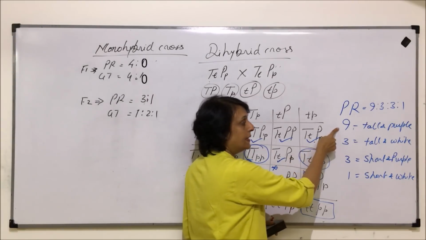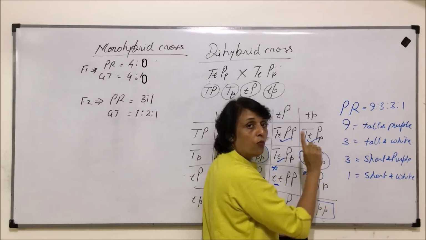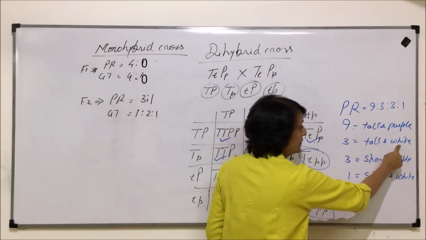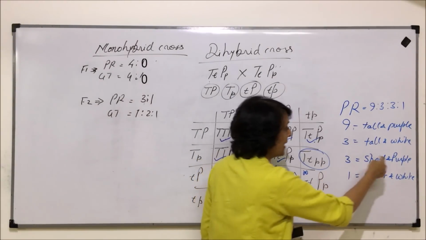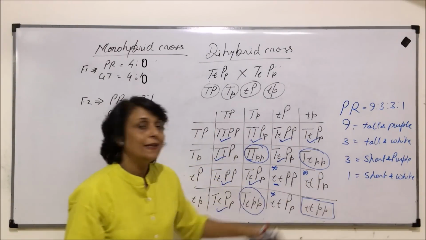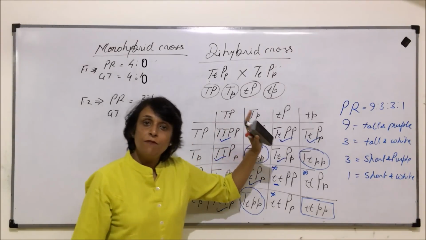Now, the 9 here, they show both dominant characters. 3 show one dominant for height and one recessive. The other 3 show the recessive for the first one and dominant for the second. And the last one shows all recessive traits. So this is our phenotype ratio.